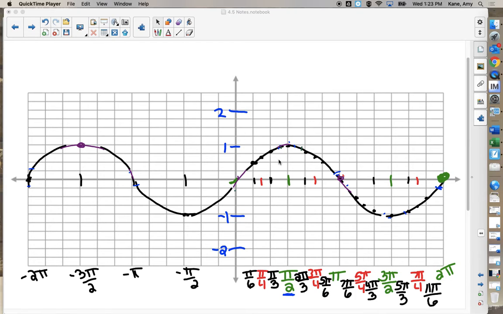Does everybody have a graph that looks like mine? Just Jacob and Connor. Nobody else's graph looks like mine. Okay, good, good. You should not have a hill and another hill next to it. These are waves. So this is called a sine wave.